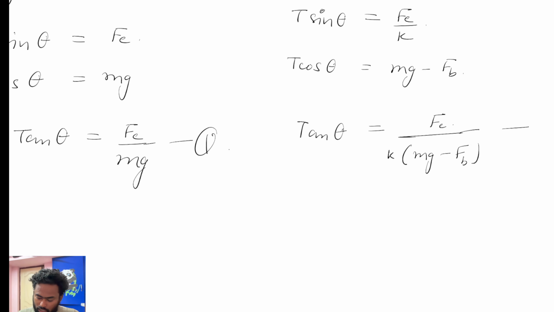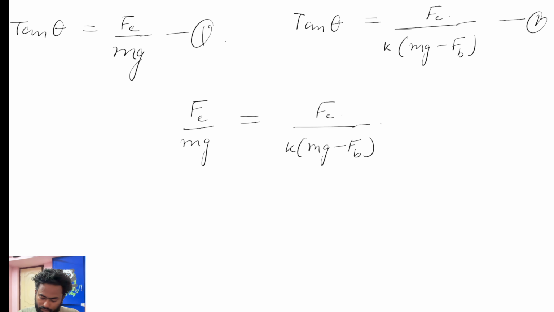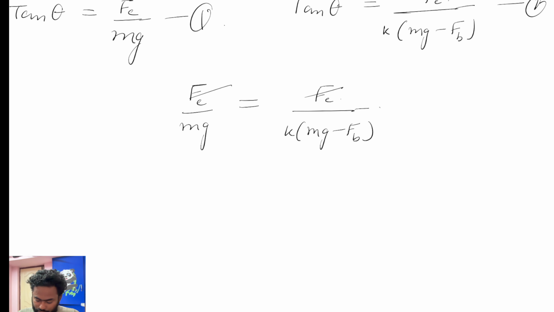Since the angle is not changing, equation number 1 and equation number 2 are representing the same thing. So we can say that Fe upon mg equals Fe upon k times (mg minus buoyant force). Fe cancels, so you get mg equals k times (mg minus buoyant force).